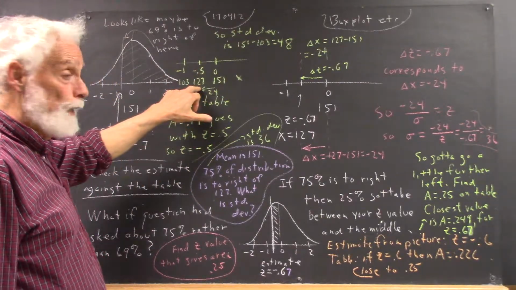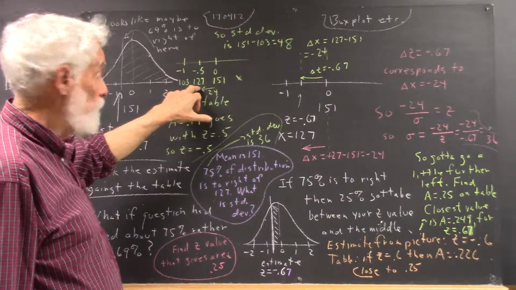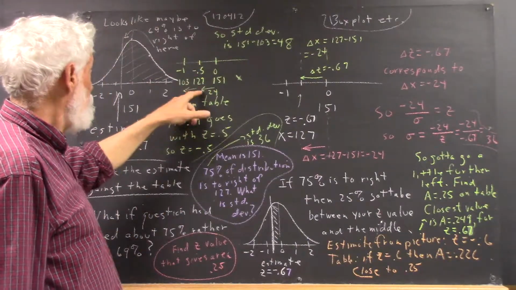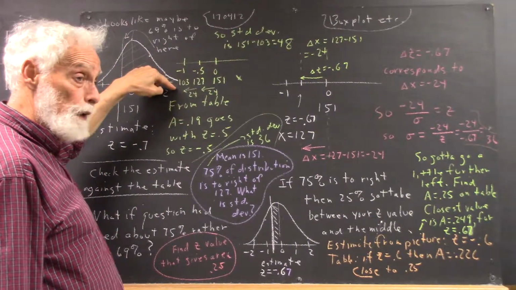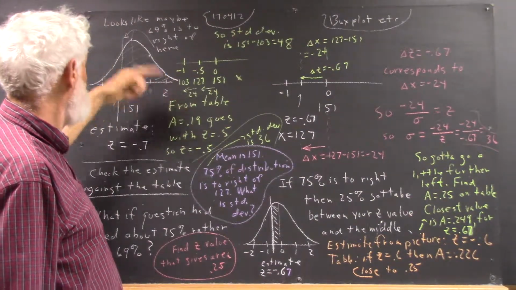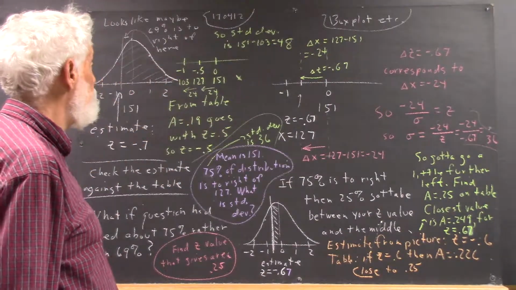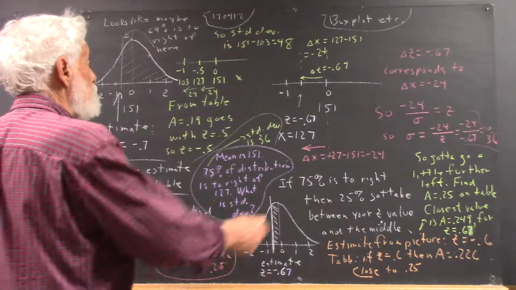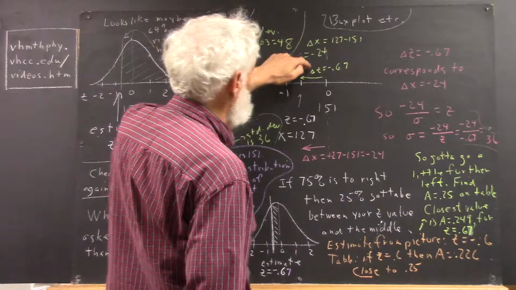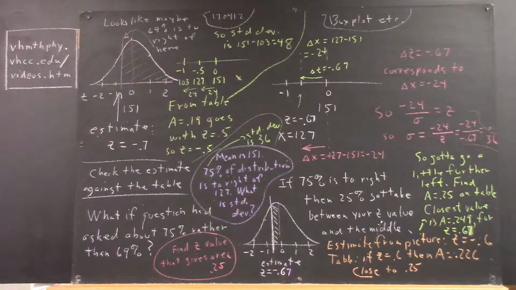And if that's at 127, then we see that from 151 over to 127 is half a standard deviation to the left. We go over another 24, we'll have a whole standard deviation, and the result will be 103. So for the 69%, our standard deviation would be 48. Now, this is separate from this. Here we did it based on the 75%, here we did it based on the 69%.